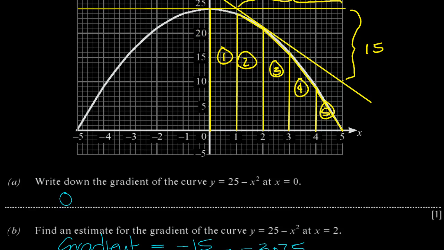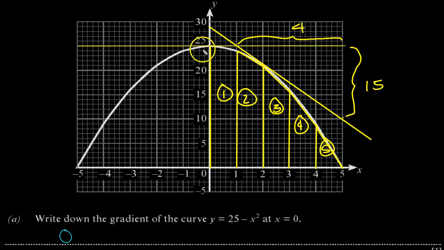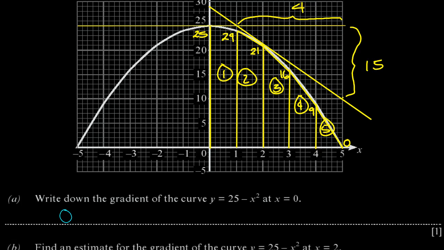So this would be 25 is this height. And this height is when x is 1, and it's 25 minus x squared. 25 minus 1 squared is 24. Let's put these other heights in. 2 squared is 4. 25 minus 4 is 21. 3 squared is 9. So 25 minus 9 is 16. And then 4 squared is 16. 25 minus 16 is 9. And then 5 is 25 minus 25 is 0. So let's put them in then.